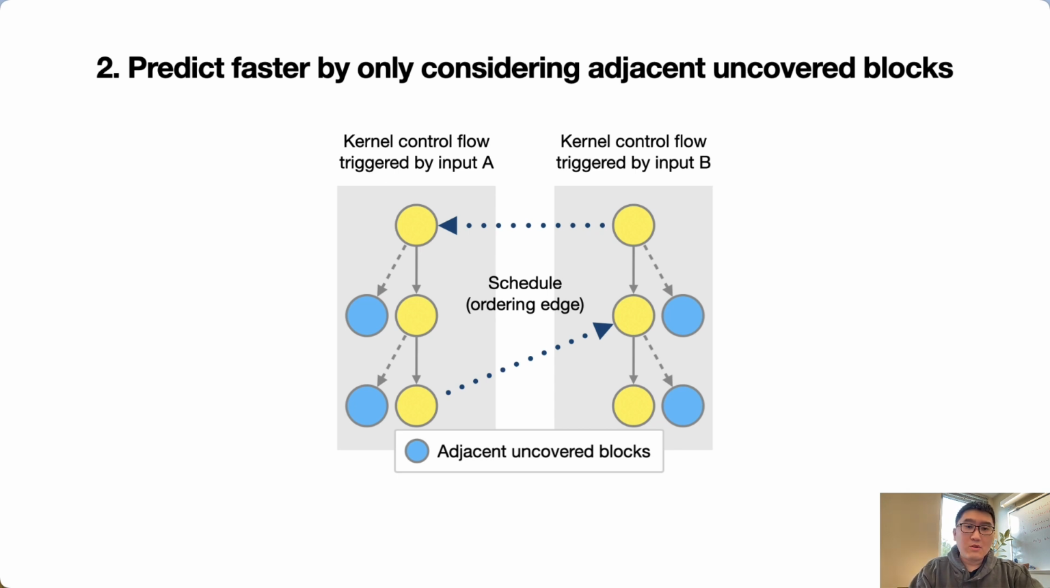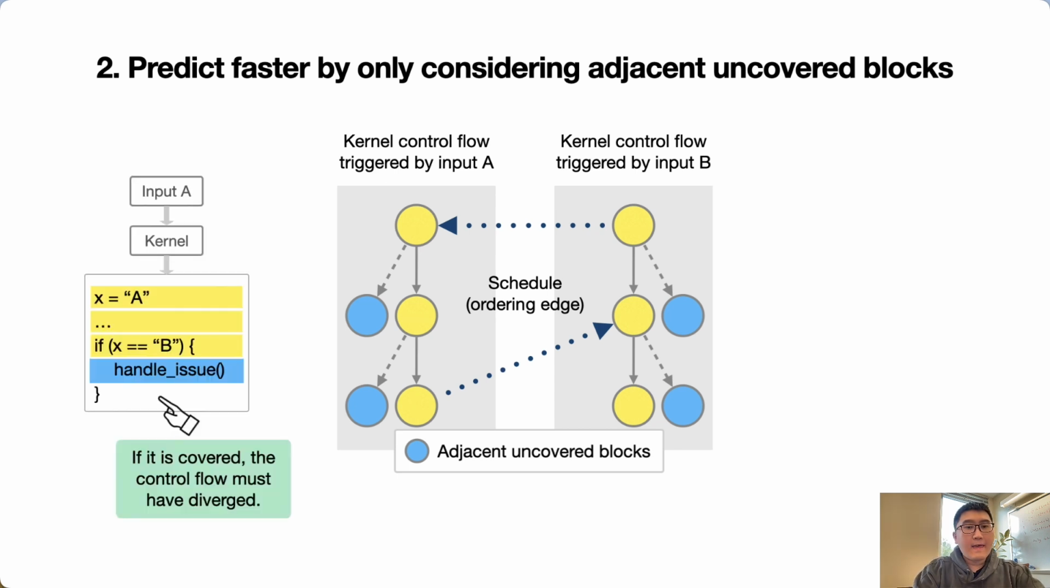Remember, these control flows are covered sequentially without concurrency. Here's one example of this block. In this code snippet we have seen, the blue block, the function call to handle issue, cannot be covered sequentially without concurrency. So predicting the coverage of it will be important because it can help us find interesting tests that can trigger this new execution path.